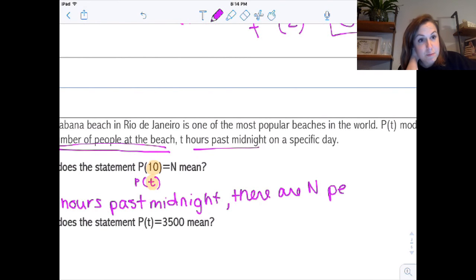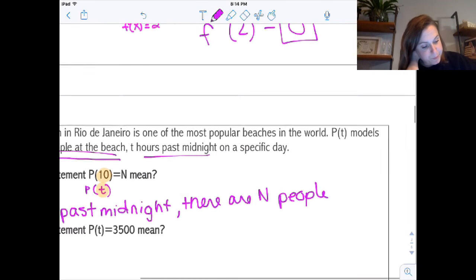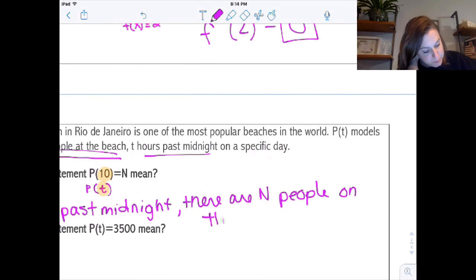So again, think about what your input is. Think about what your output is. 10 is your input, so it's hours. N is your output, so it's people on the beach.